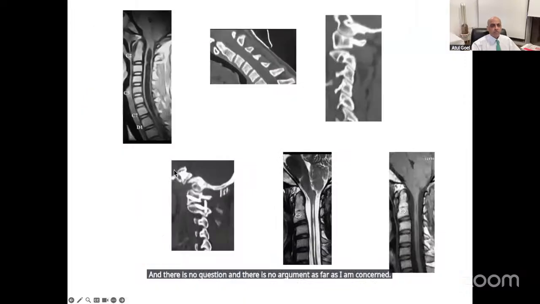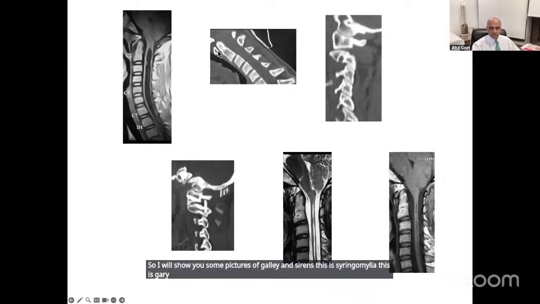So I will show you some pictures of Chiari and syrinx. This is syringomyelia, this is Chiari. There is not much problem here, little bit problem here. As I've said, whether there is little bit or nothing or more, this is unstable. This is manifestation of unstable spine.